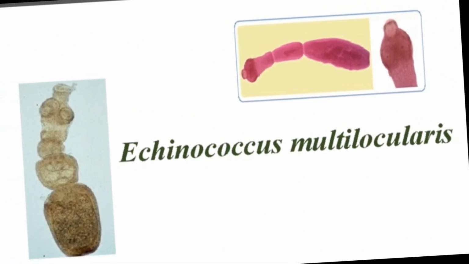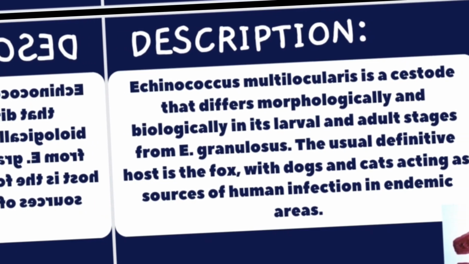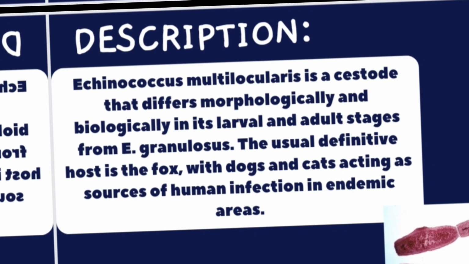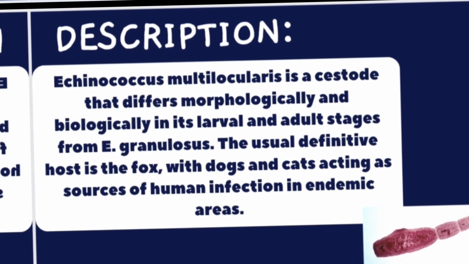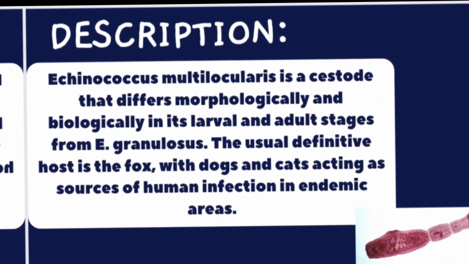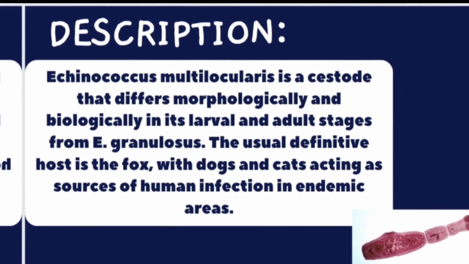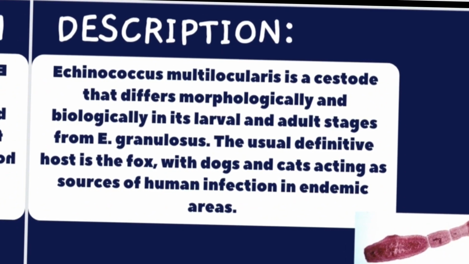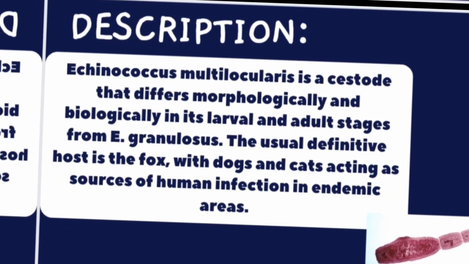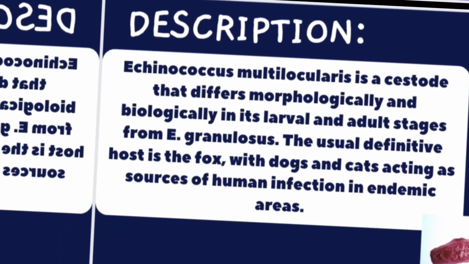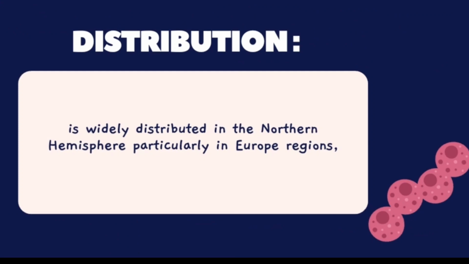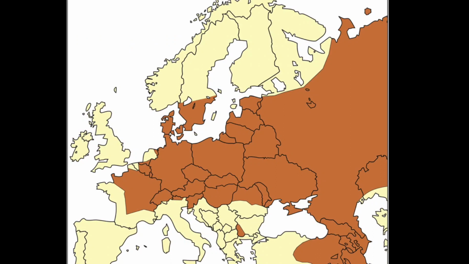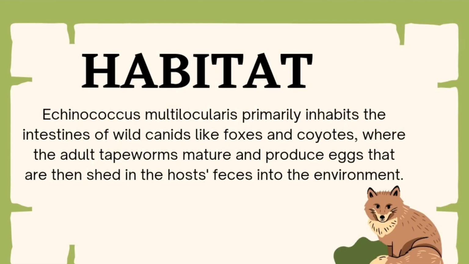So, what is Echinococcus multilocularus? Echinococcus multilocularus is a cestode that differs morphologically and biologically in its larval and adult stages from Echinococcus granulosus. The usual definitive host is the fox, with dogs and cats acting as sources of human infections in endemic areas. Echinococcus multilocularus is widely distributed in the northern hemisphere, particularly in European regions. Echinococcus multilocularus in Europe is shown in a dark orange color.